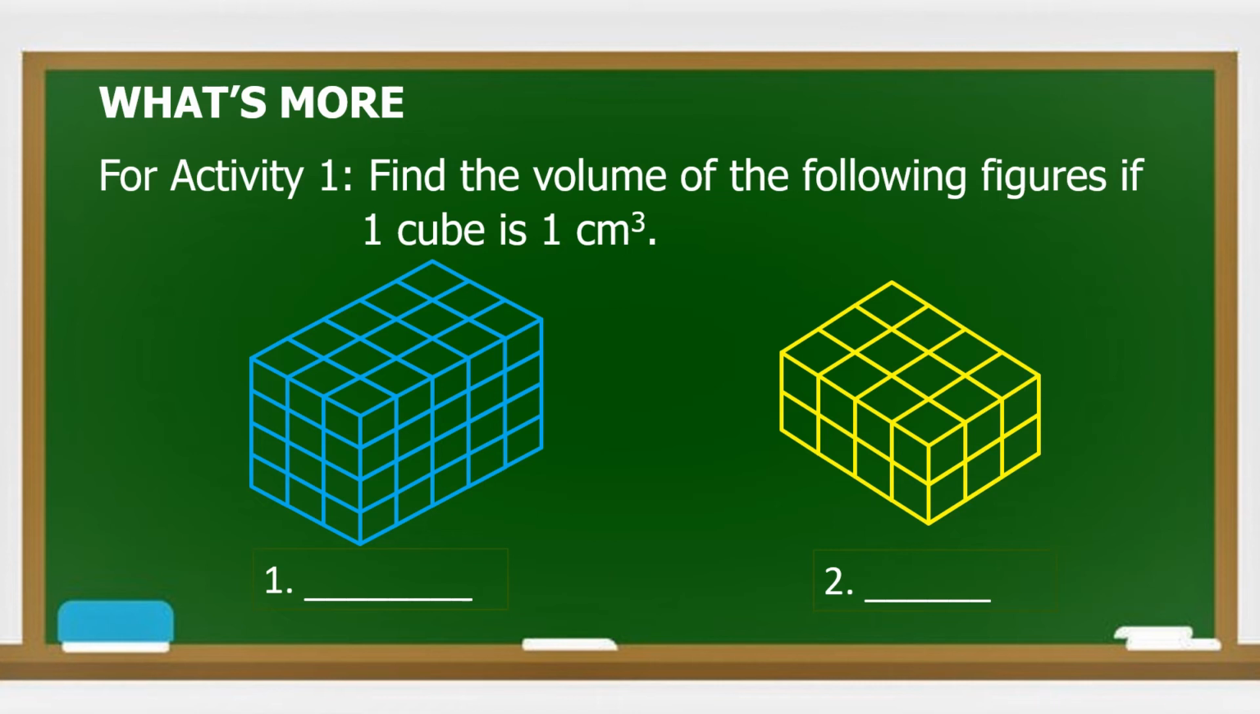Check your answers. 1, 60 cubic centimeters. 2, 24 cubic centimeters. Very good if you got 2 points. For those who got 1, good. You review why you got a wrong answer. For those who have no correct answer, go back to the discussion on visualizing volume.